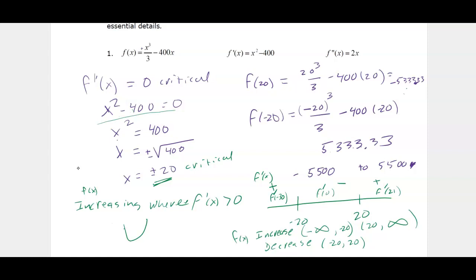Now, I found the values of my local min and max, and that will even help me see where it's increasing and decreasing. f of negative 20 was a positive 5,333, and we'll see this when we start plotting. I'm going to plot some of these points and then sketch in the rest of the function. So that's the first derivative test. Now we're going to move on to the second derivative test to see where my function is concave up and concave down.